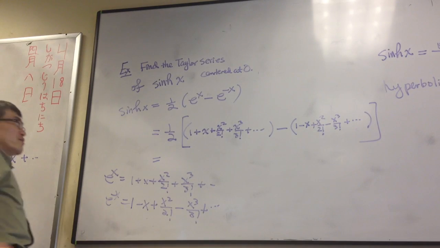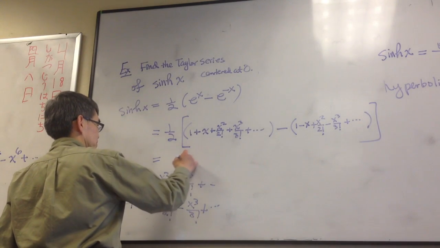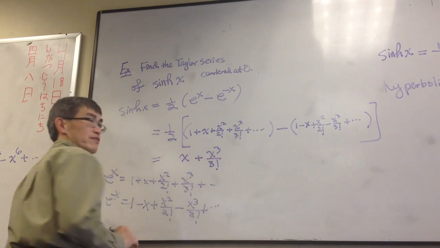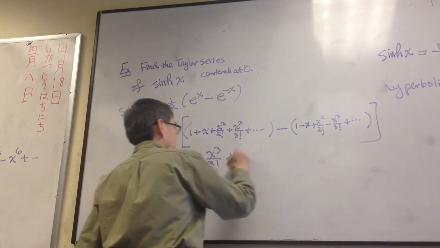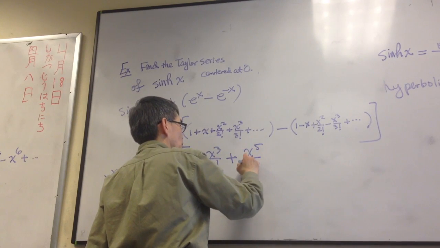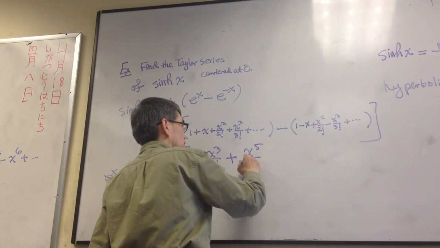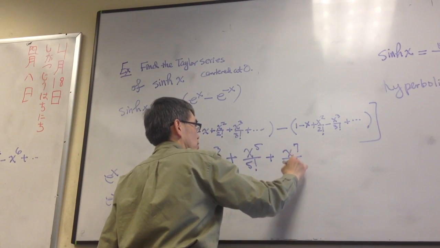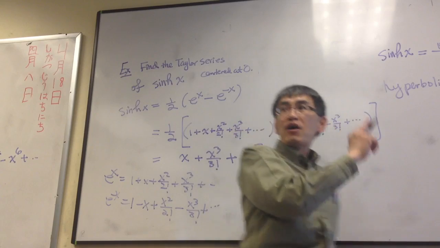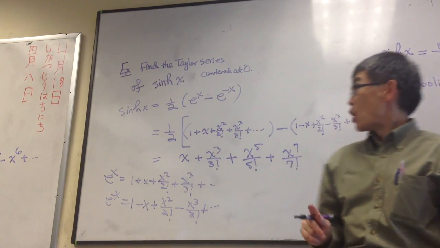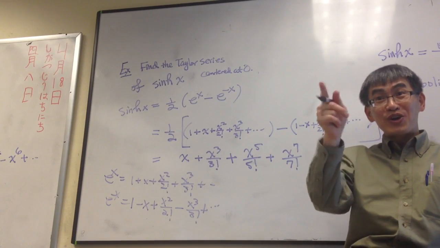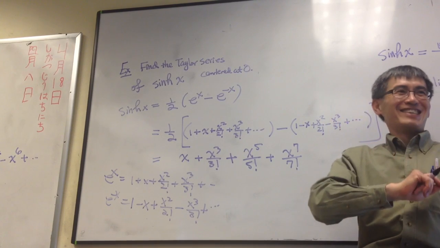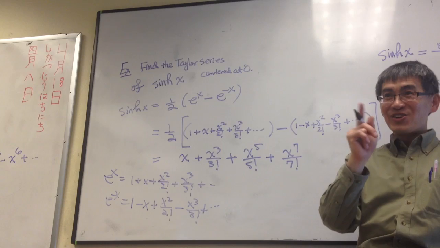Alright? So therefore you get what? x plus x third power over 3 factorial plus x fifth power over 5 factorial plus x seventh power over 7 factorial. All the odd powers. So you just get sine. Is it a sine of that? No, no, no. Doesn't alternate. Very good question. Doesn't alternate. Uh-huh. Doesn't alternate.